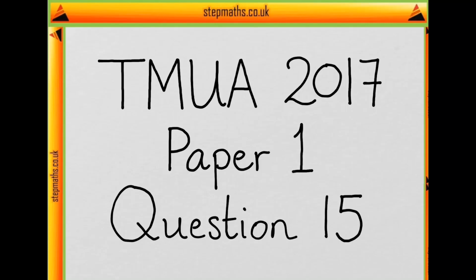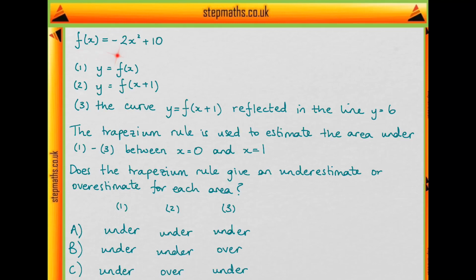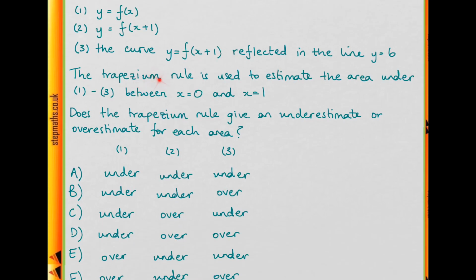Hi there, this is UMUA 2017, paper 1, question 15. So we have this function, minus 2x squared plus 10, and we're given three transformations of f of x, and we use the trapezium rule to estimate the area under these curves between 0 and 1, and we want to know if we get an underestimate or an overestimate for each area.